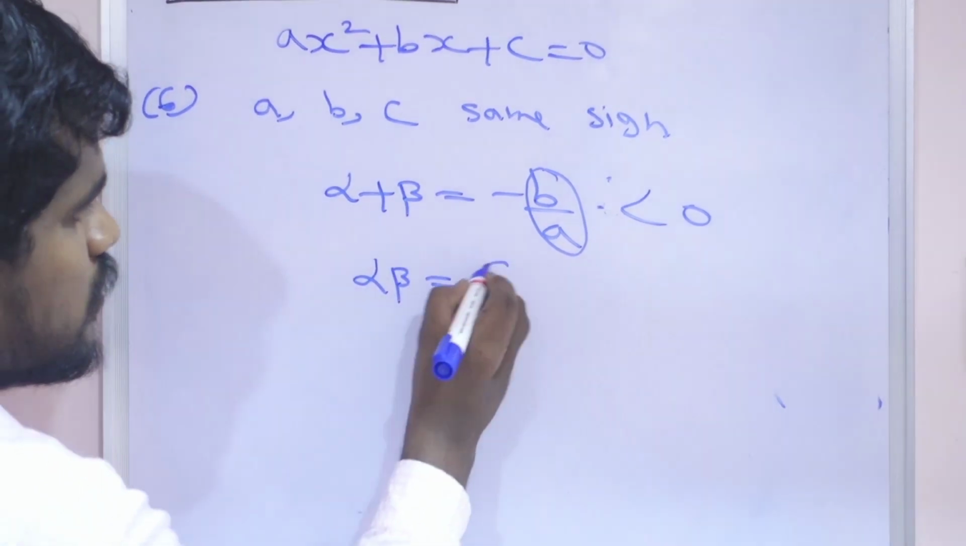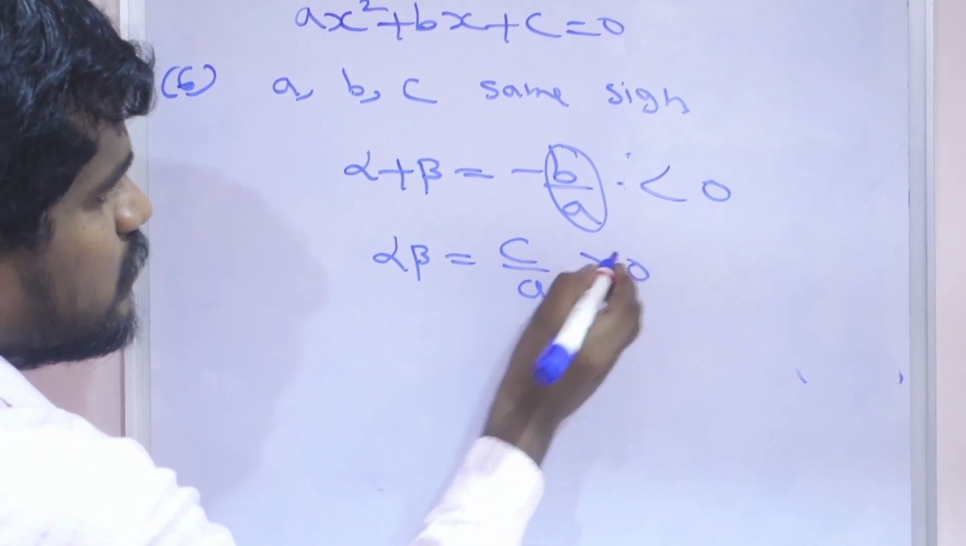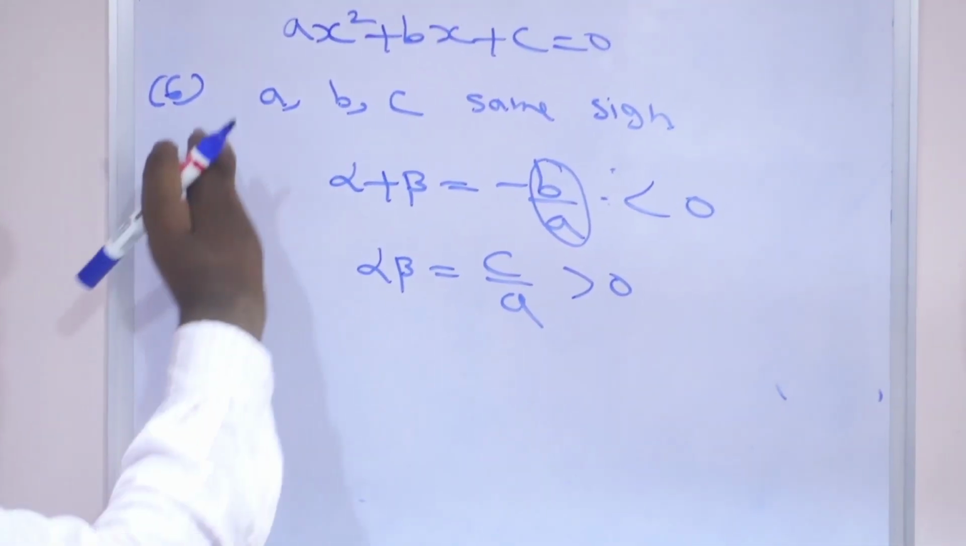Alpha beta is equal to C by A. A value and C value both are the same sign means we will get positive only. So alpha into beta is greater than 0, if all are the same sign.